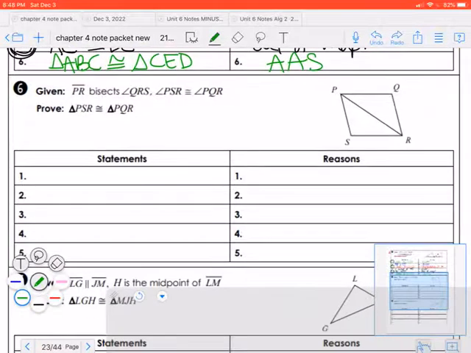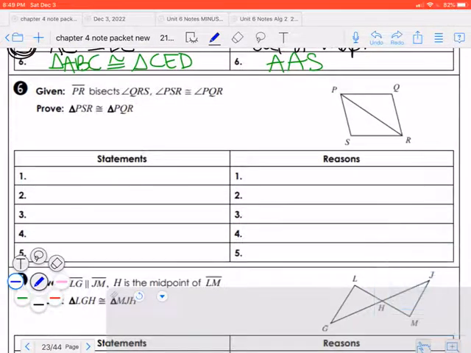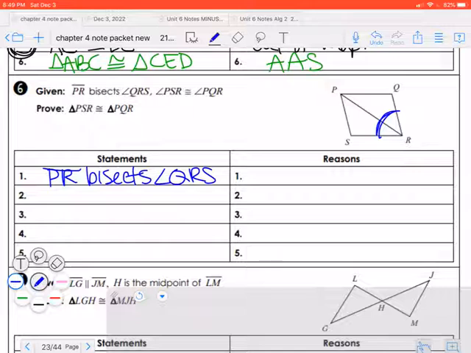All right, I like to start just by writing that first thing, and then I'll look on and see what we have here. So PR bisects angle QRS. Okay, QRS is this large angle. PR is the bisector, so let's write that it's given.